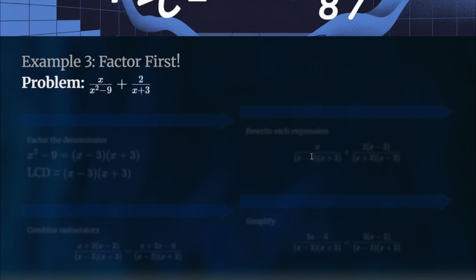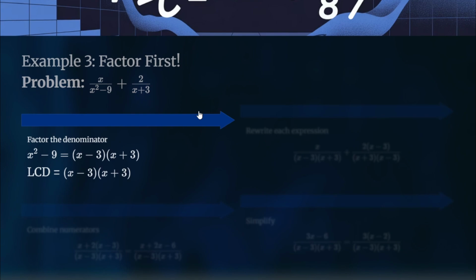Now here's our problem: x over x squared minus 9 plus 2 over x plus 3. Now we can clearly see that our denominators are not the same. So first, we'll need to factor the denominator. X squared minus 9 is a difference of squares, so this could be factored as x minus 3 times x plus 3.